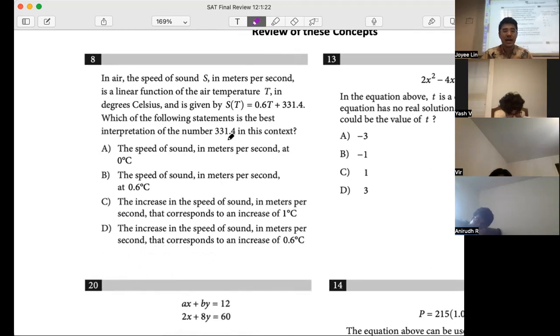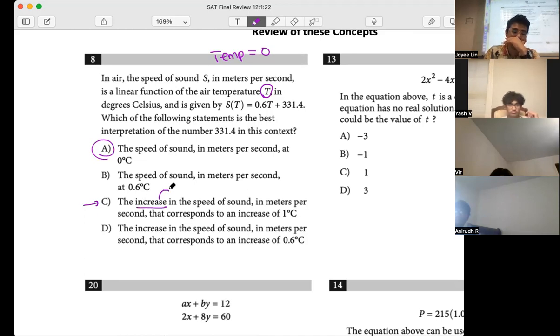Y-intercept. At 0, right? When we set the x equal to 0, right? So figure out what your x variable is, t, right? The temperature is 0. If we want to do the slope, which one would be the best answer for slope? C, right? This one's the slope answer, right? Increase is slope per every 1 x value, right? 1 x value. This is slope.